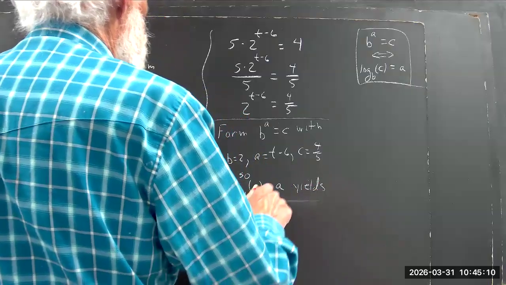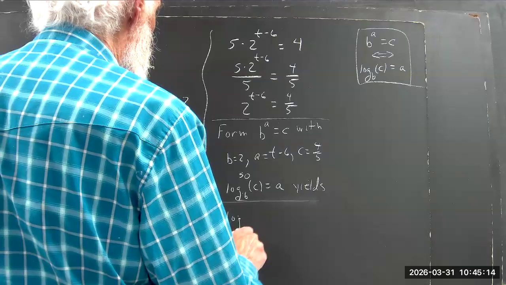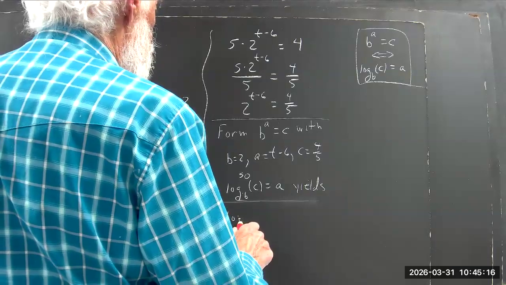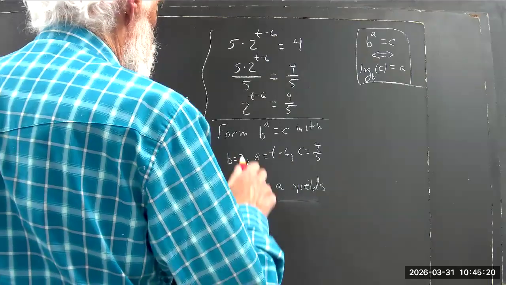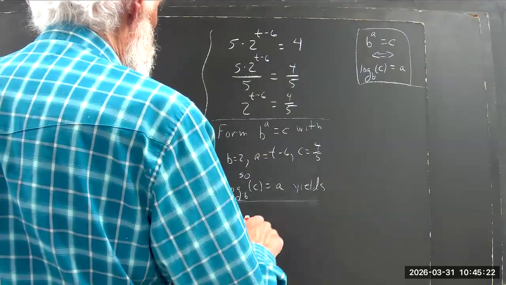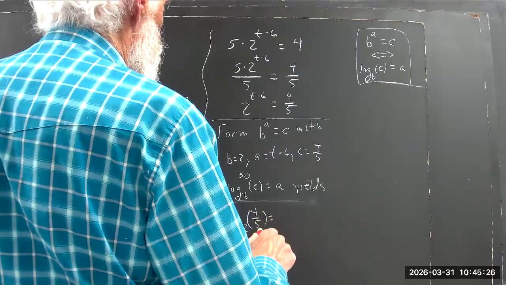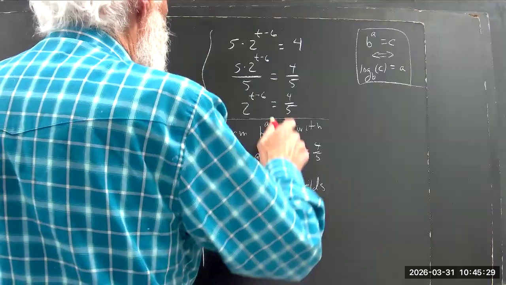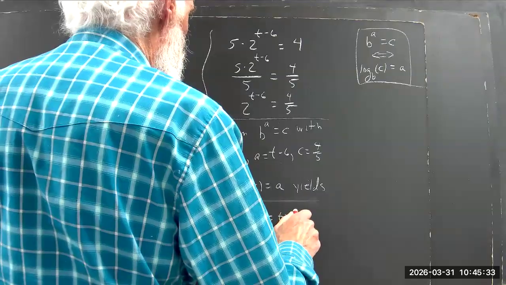that log base b of c equals a yields log base, what's b? 2. What's c? 4/5. That should equal a, which is t minus 6.